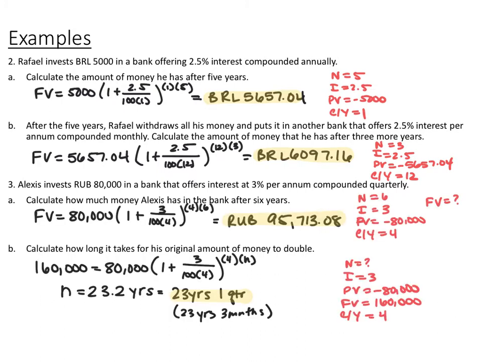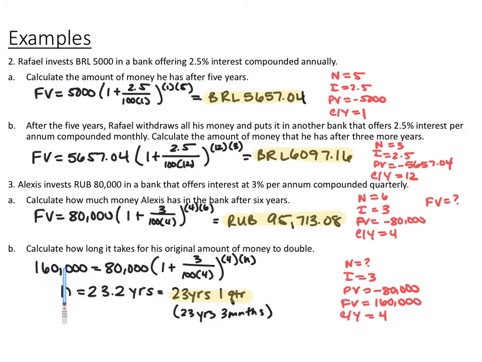So for the third example, for part A, the present value is 80,000. We're solving for the future value. The interest rate is 3. It's compounded 4 times a year, so K is 4, and for 6 years, N is 6. Or if you wrote it in calculator form, N would be 6, I would be 3, your present value would be negative 80,000, payment would be 0, future value, that's what we're solving for. Payments per year, just leave it at 1, and then compounding per year is 4. Go to future value, hit alpha enter, and you should end up with 95,713.08 Russian rubles.